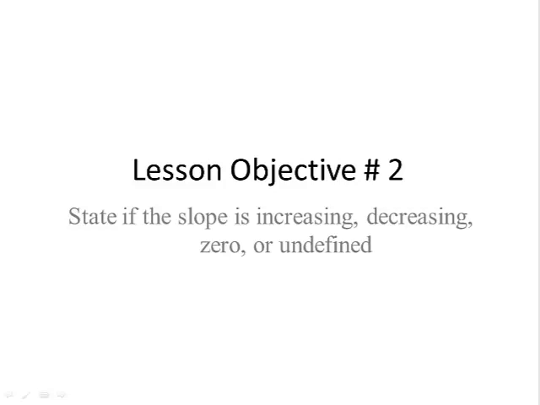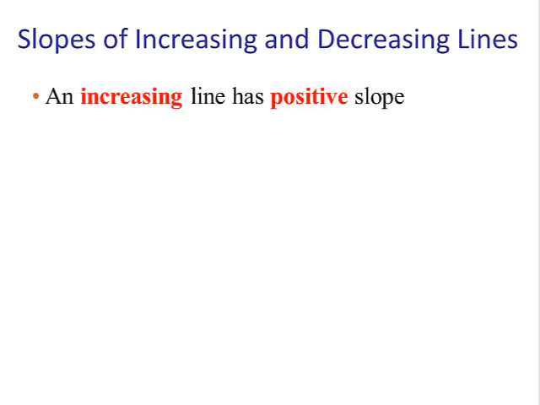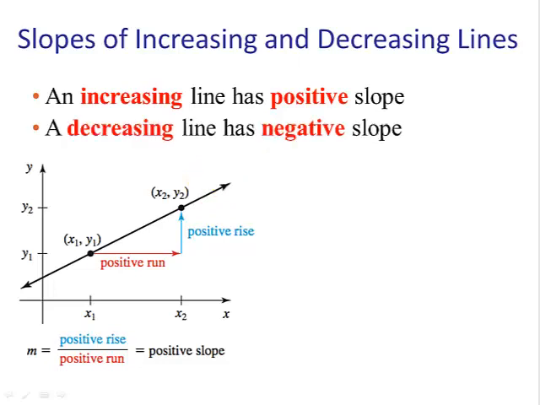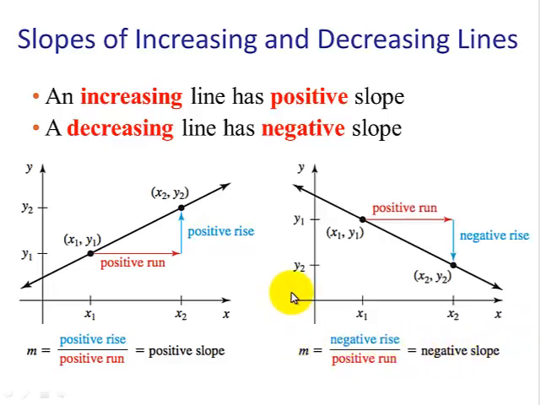Lesson objective number 2. Slopes of increasing and decreasing lines. An increasing line has a positive slope. If we look at the graph from left to right, like we're reading a sentence, if the graph is increasing, going uphill, we have a positive slope. A decreasing line has a negative slope. So as we read the graph from left to right, this is going downhill. This has a negative slope, as this is a decreasing line.